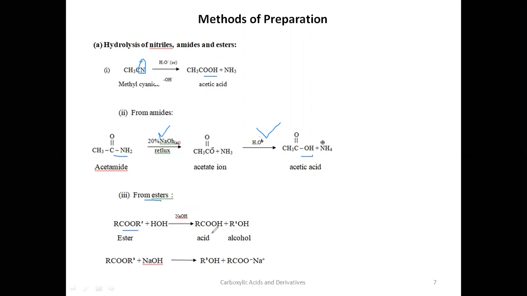Okay. This is one type of method. So this can be prepared from nitriles or amides or esters. From esters you can add either base or acid. Here I have shown only base. We will be discussing this in detail with mechanism at the end of this chapter.